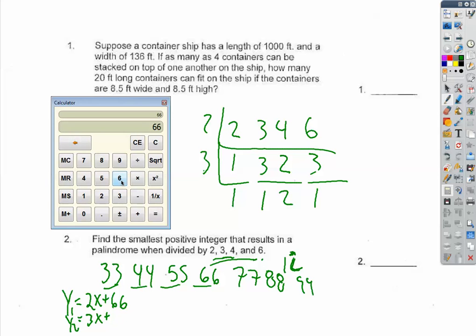66 times 2 is 132. Oh, okay, go back. I saw 132 divided by 3. Ooh, I think we found it. 132 divided by 4. Cool. Look at that. So I almost kind of wonder. It's interesting. So it's definitely 132.